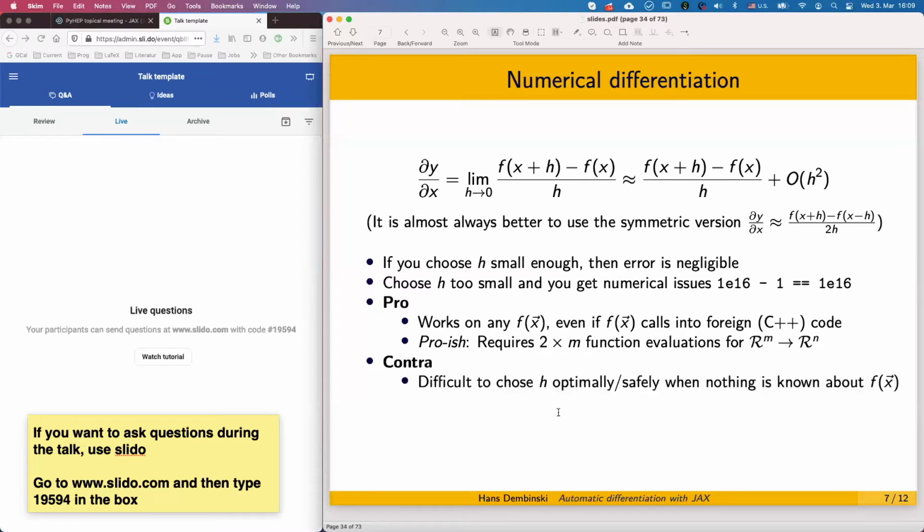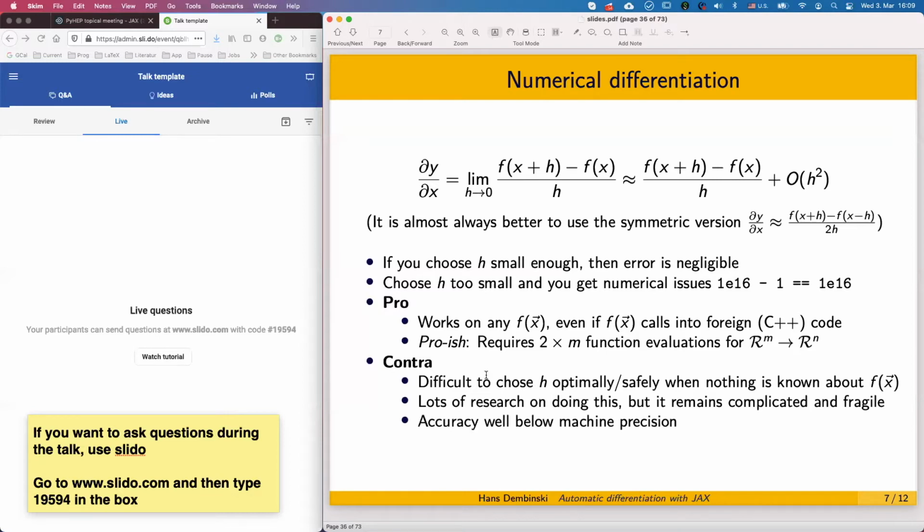So the downsides are like what I already said. To choose your h optimally is really difficult if you don't know anything about your f. There has been lots of research in figuring this out, but it remains a complicated and fragile topic. It works often enough, but it can also fail catastrophically, which you all know if you have used Minuit, which uses this basically. Most of the failures are because of this. And it doesn't give you very accurate results. The accuracy is usually well below the machine precision, something like the square root of the machine precision.